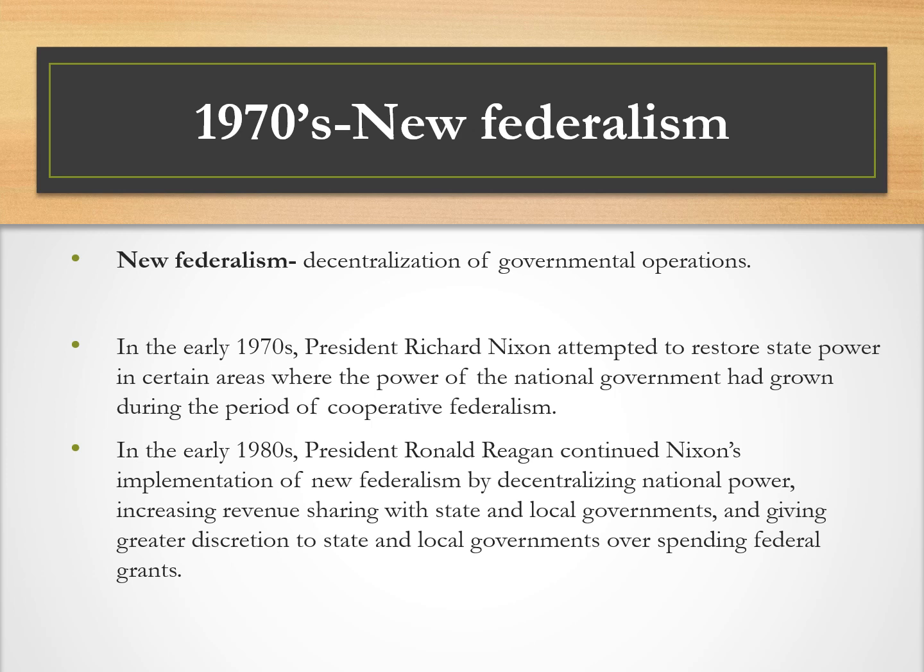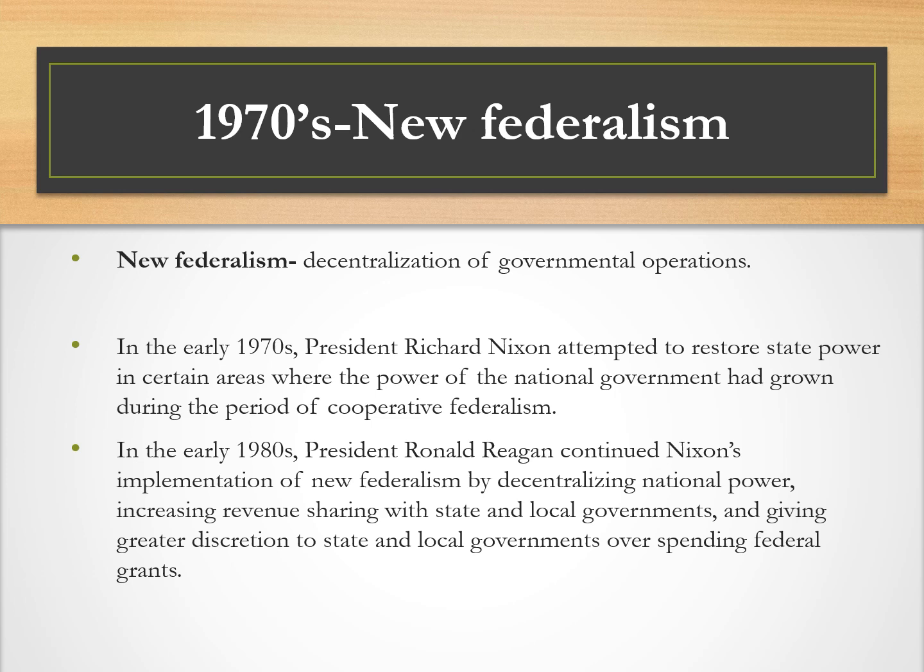So in the early 1980s, Ronald Reagan continued that. It continued the implementation of new federalism by decentralizing national power. So when we talk about decentralization, we're talking about giving it back to the states. So where power was centralized with the federal government, if we're saying it's decentralized, we're saying that President Nixon and President Reagan gave those powers back to the states.